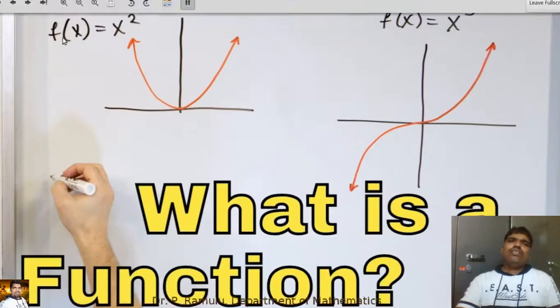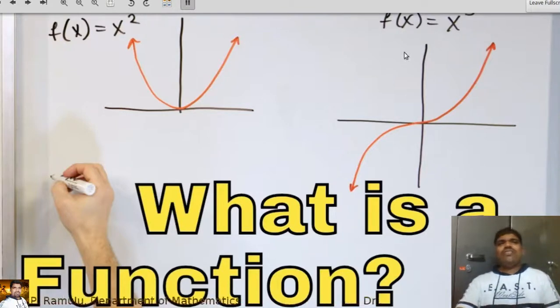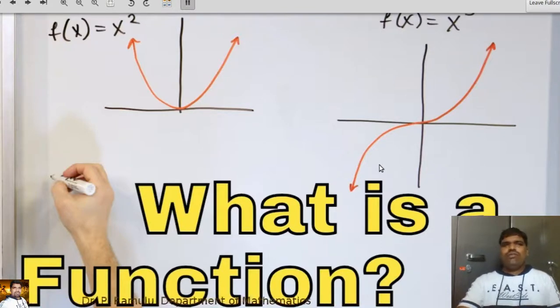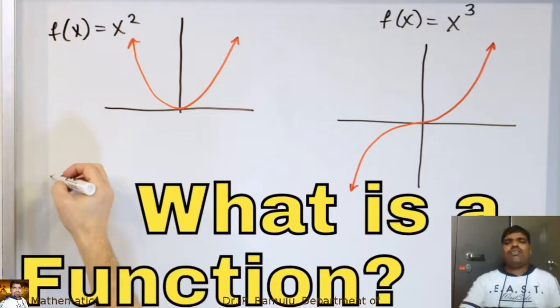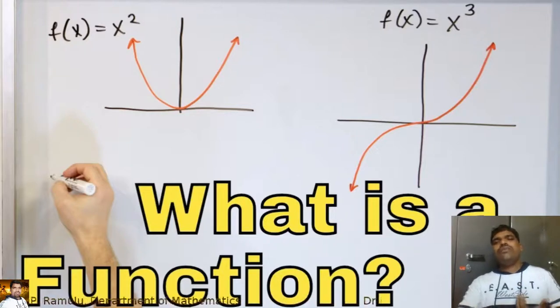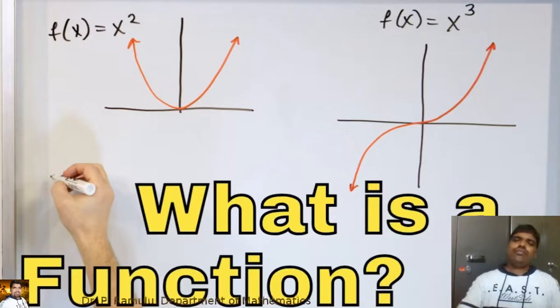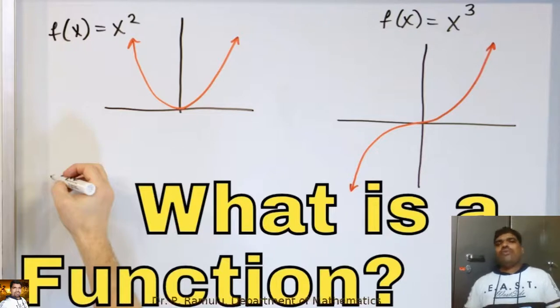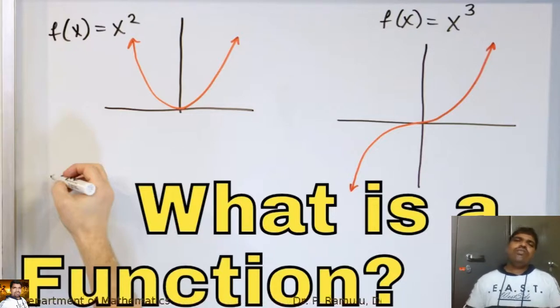So, this is like that: f of x equals x square, f of x equals x cube, and we have these graphs. Every function has a graph, so we can say that these are functions. Simply we are used to remembering like this. So I want to explain how functions are defined.